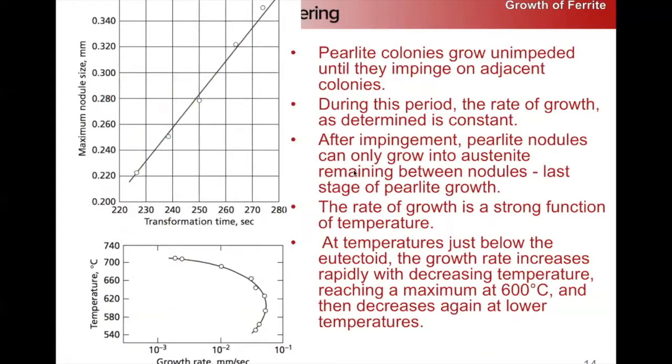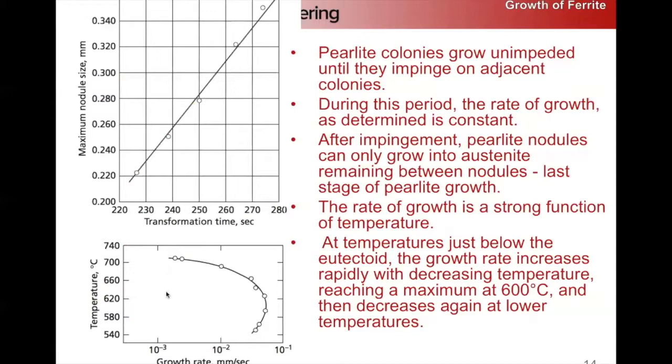After impingement, the pearlite nodules can only grow into the remaining austenite between the pearlite colonies, the pearlite nodules, and this is the last stage of pearlite growth. Now, the rate of growth is also a function of temperature, right? And so at just below the eutectoid, we don't have a lot of driving force for growth. We don't have a lot of driving force for the phase transformation. So we have fairly sluggish growth rates.